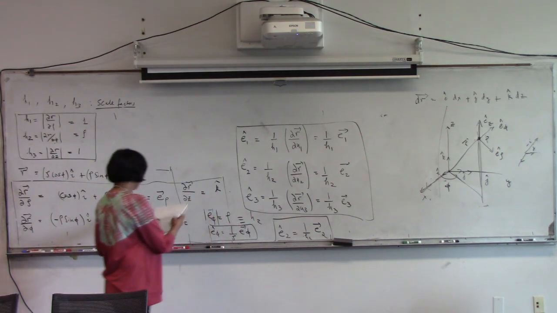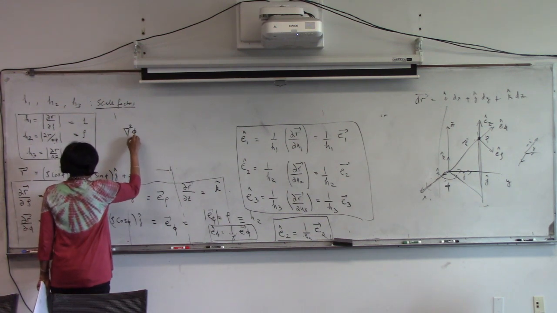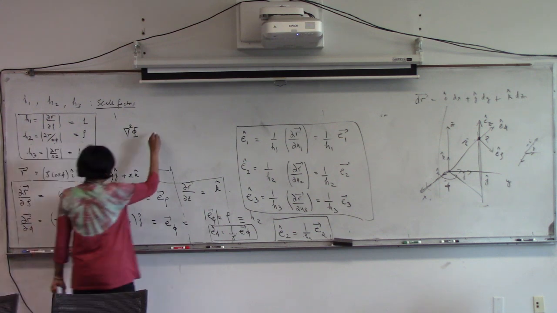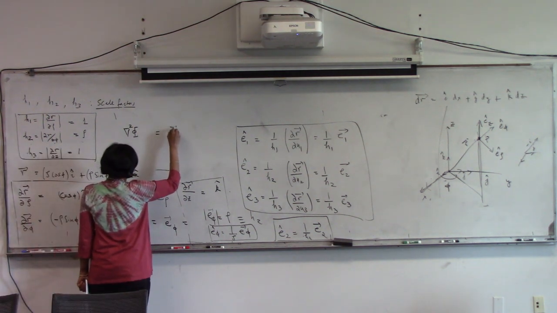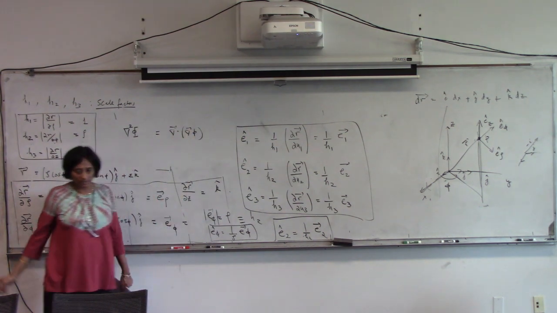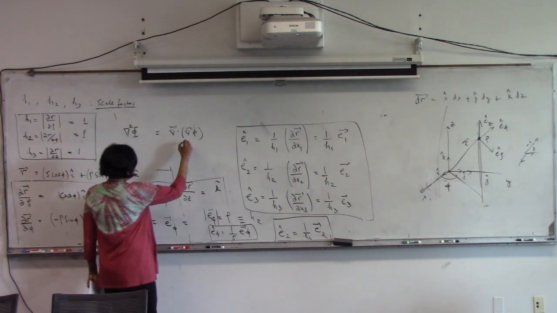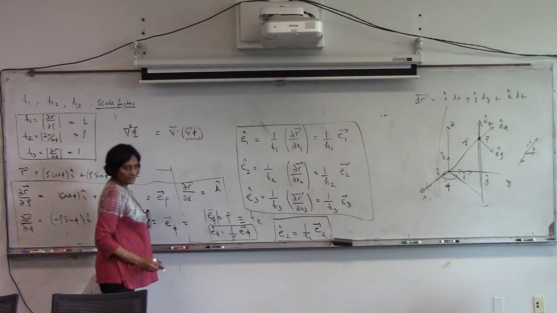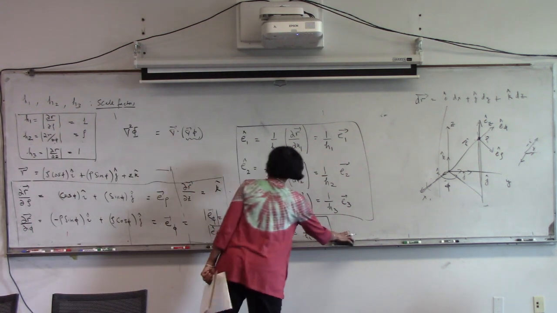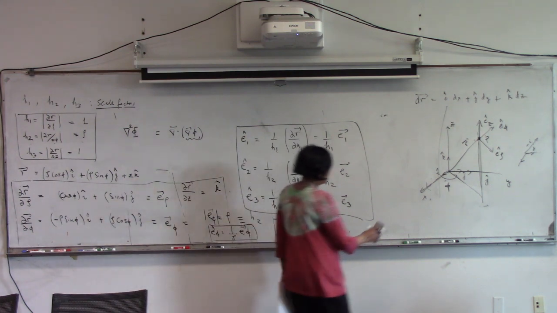So my goal is to write del squared phi in the Helmholtz equation, how to write it. We know it is the divergence of the gradient of phi. That is the definition of del squared phi. So I want to write del phi in terms of u1, u2, u3 and h1, h2, h3. Let's see what happens there.